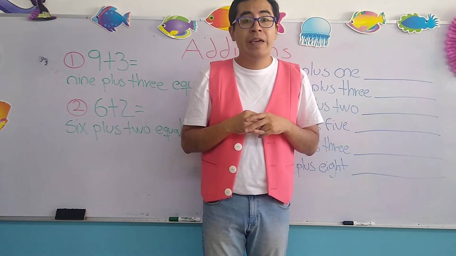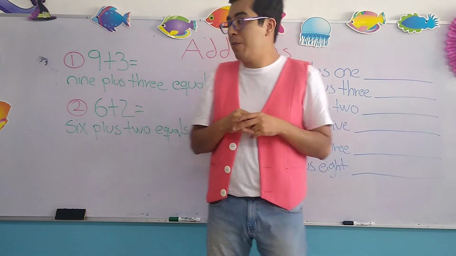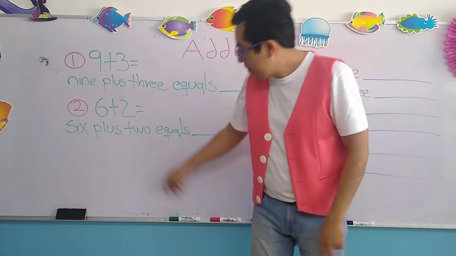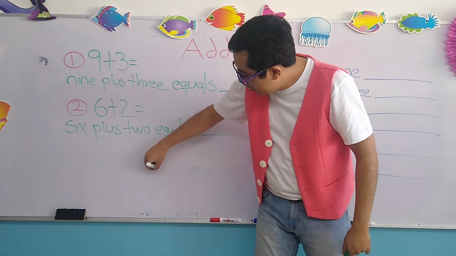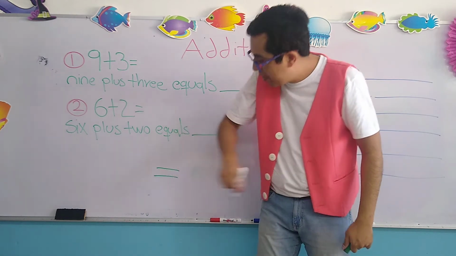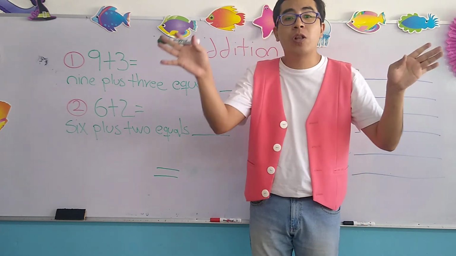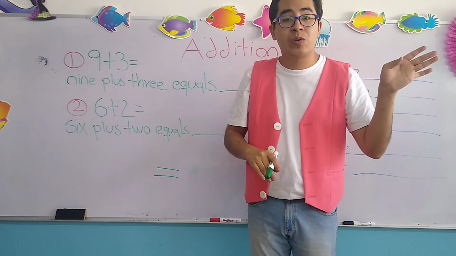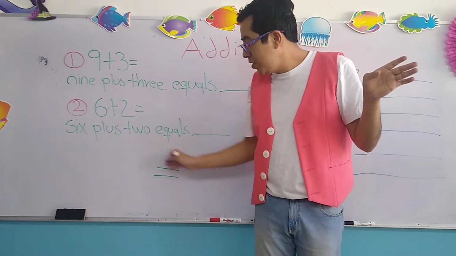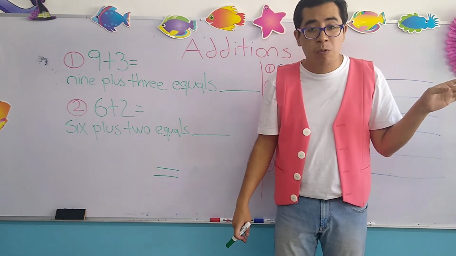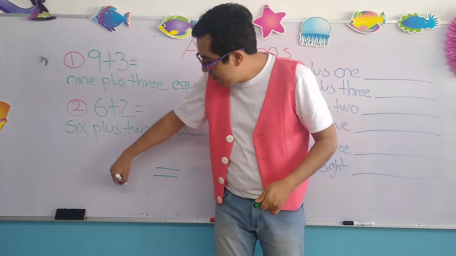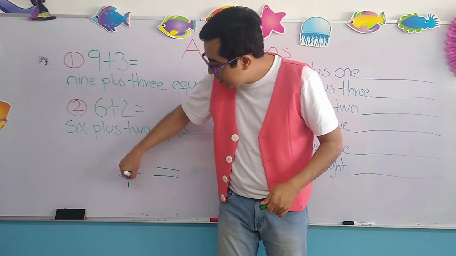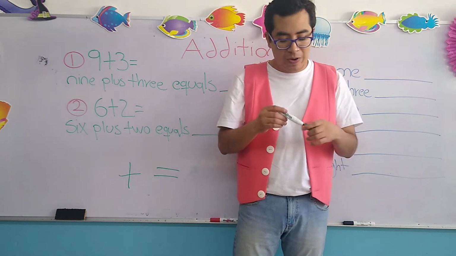Now, the second symbol is called equal. Now, equal is in this form. Two hyphens. Dos guiones. One up and one down. That means the result of the operation, of the addition. El resultado. Okay? So, this symbol is called equals. And don't forget that this one is called plus, okay?